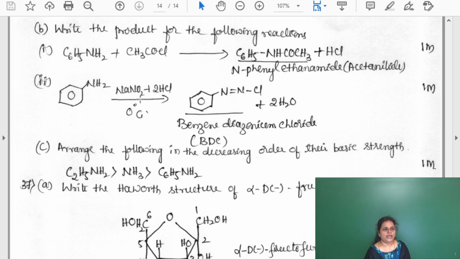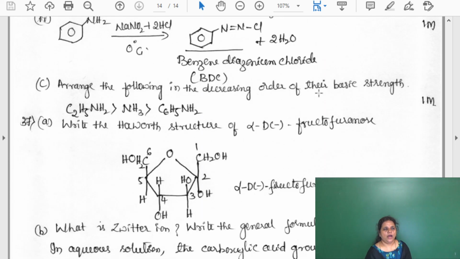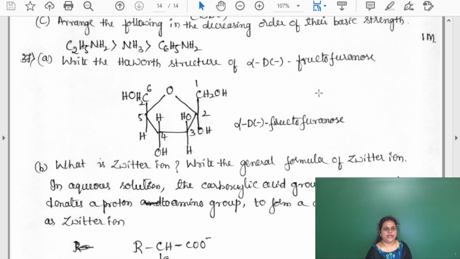And when aniline is treated with sodium nitrite in dilute HCl, this is called the reagent used for diazotization. Look at this, 0 degree centigrade. It gives nitrous acid and therefore it forms benzene diazonium chloride, BDC, and the reaction is diazotization, and this carries 1 mark.